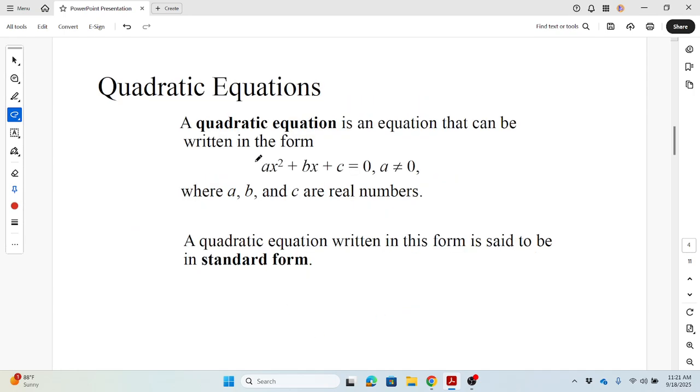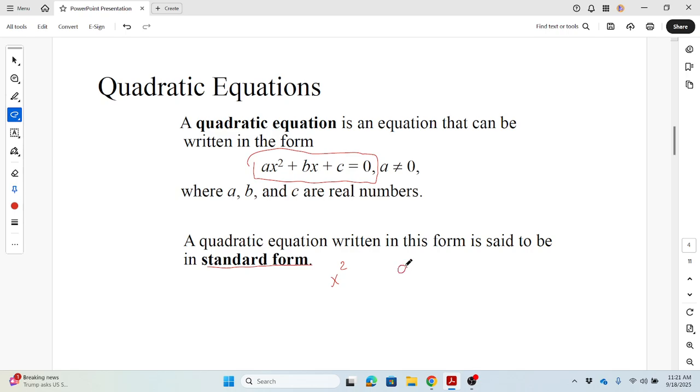Quadratic equation, whenever you see an equation in this form, that's called quadratic equation. This is called quadratic because, as you can see here, the degree of x, the exponent on the x, the highest one is 2. That's why it's called quadratic. And this form is the standard form.